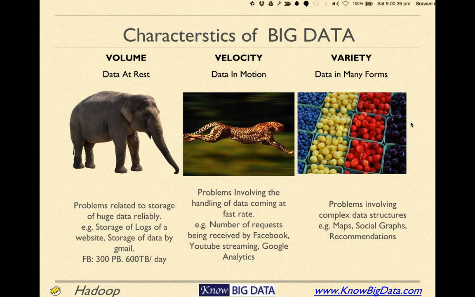Second is velocity. How do you serve so many requests per second? How do you process so much data per second in real time? That's velocity. If you have a single machine trying to serve the requests, a lot of requests will keep coming, and this machine will not be able to serve all the requests in a proper time. Therefore you will realize that this single node is not solving your problem because of the velocity of data, the data in motion. Right? So the problem involves handling data coming at a fast rate, such as the number of requests being received by Facebook. So first is the data accumulated at Facebook, that is volume.